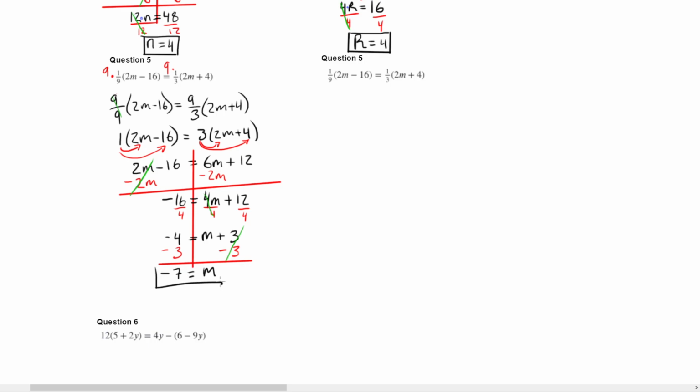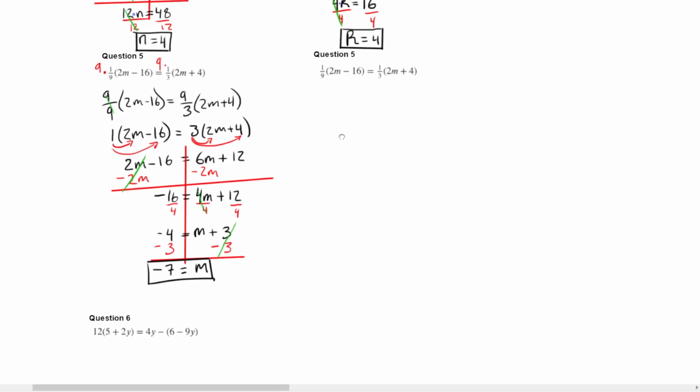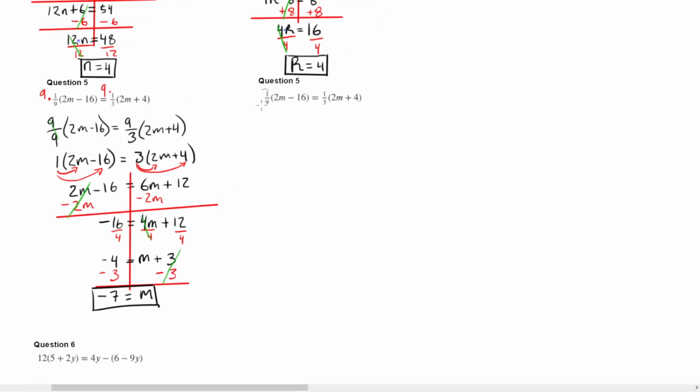And there's my answer. Now, we're going to do this same exact problem right here. And instead of getting rid of the fractions, we're just going to suck it up and deal with the fractions. It's not going to be too bad.